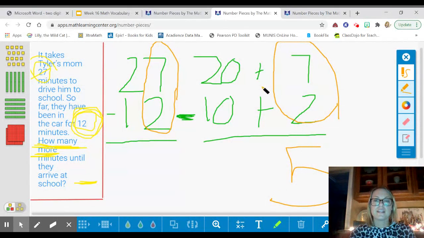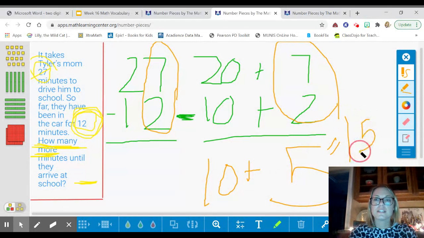Okay, then I have 20 and I take away 10. 20 minus 10 is 10. That's right, boys and girls. And then I'm going to see what my answer would be. 10 plus 5 is 15. That's right, boys and girls. So it's going to take Tyler's mom 15 more minutes to get to the school to get him.